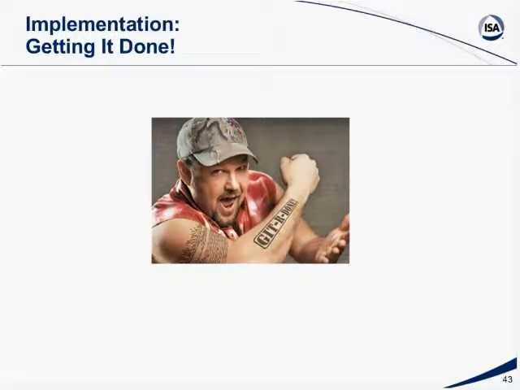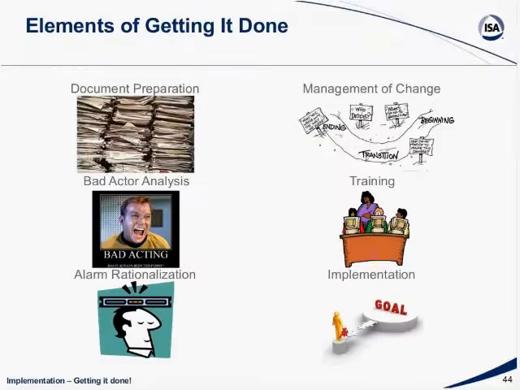All right. Okay, folks, time to get her done. Here we go. And these are the elements of getting it done. The boring stuff, the document preparation. Oh, you poor alarm management champion, this is you. Then we talk about the bad actor analysis. That is super important. Alarm rationalization, management of change, training, and implementation.